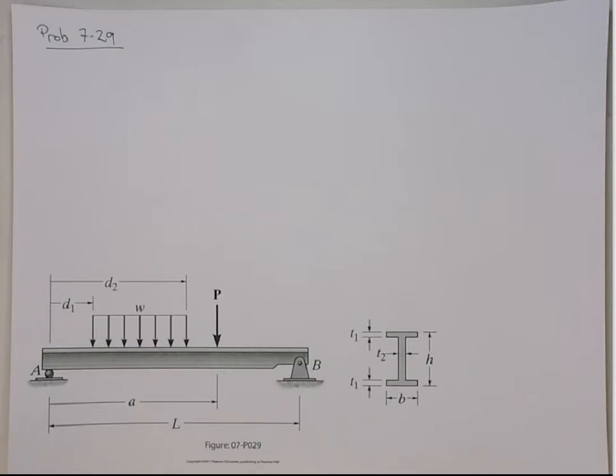Okay, this is problem 729. I'll probably do this in 2 bits here. Basically, what it's asking you to do is to write a program that'll compute the maximum transverse shear. And what they want you to do is to have all these variables here be possible inputs to that program. And then it gives you some values, and it asks that you use those to check the program.